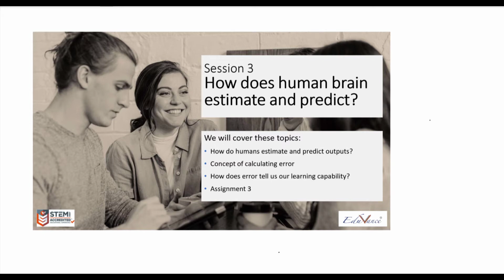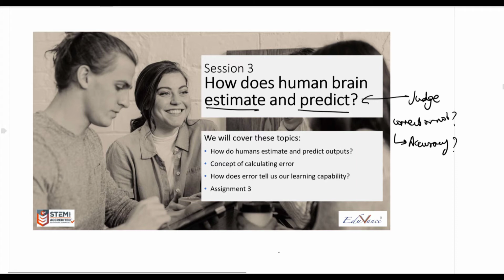Today we will start with session 3, where we will look at how the human brain learns to estimate and predict an output. And more importantly, we will understand how we judge if the estimation or prediction done by the human is correct or not. We will understand how to calculate the accuracy of that prediction or estimation.